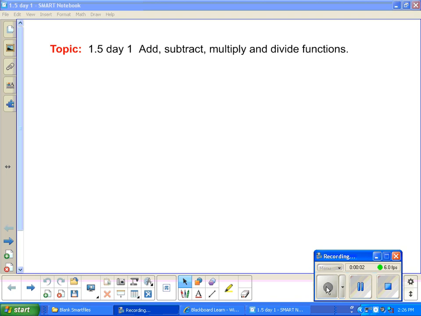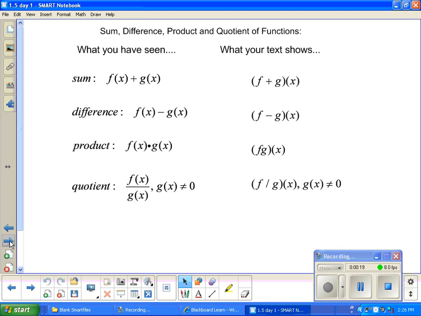Okay, today's topic 1.5, we're going to start with just the beginning basics of adding, subtracting, multiplying, and dividing functions. There's no new key vocabulary for you today. Actually, this is something that you've already seen in Algebra 1 and Algebra 2. You've seen the addition of functions in this format. Your textbooks will write it in a different format. It means the same thing.